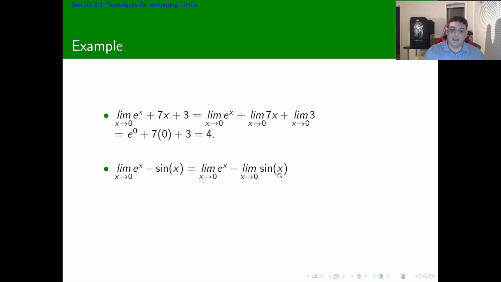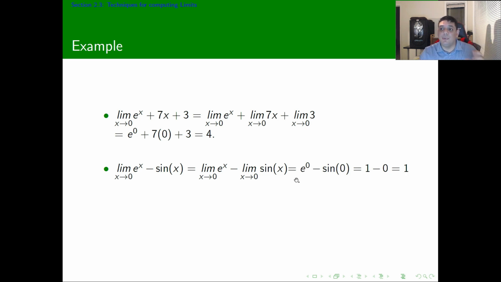And what that means is that we can just say this is going to be e to the 0 minus sine of 0, right? We can just plug in the 0 because of the assumption of continuity, and this is just going to be 1 minus 0, which is 1.